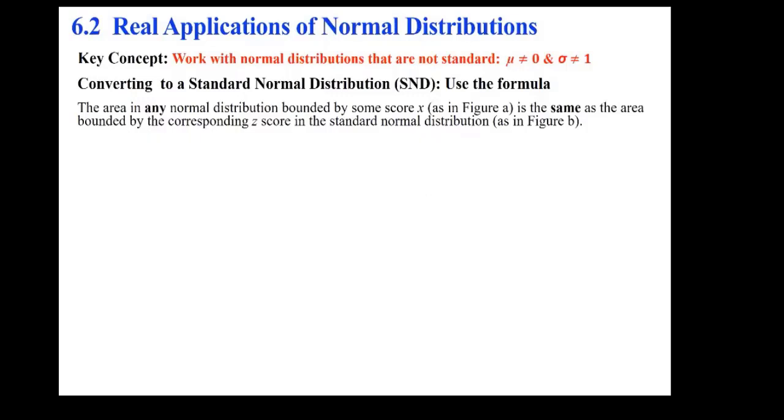We are dealing with applications and we need to convert to standard normal distribution, SND, using the formula z equals x minus mu over sigma. So the area in any normal distribution bounded by some score x is the same as the area bounded by the corresponding z-score in the standard normal distribution.